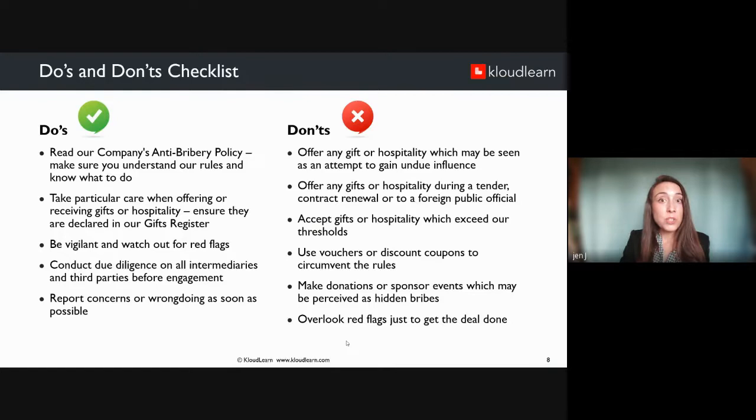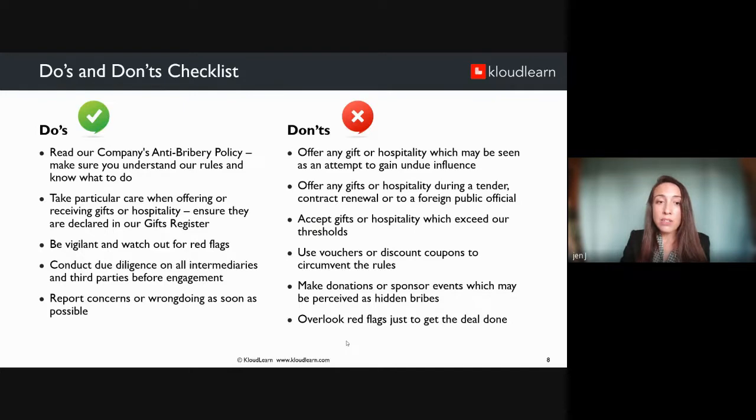Here's a do's and don'ts checklist. Let's look at the do's first. Do read our company's anti-bribery policy. Make sure you understand the rules and know what to do. Do take particular care when offering or receiving gifts or hospitality. Make sure they are declared in the company's gift register. Be vigilant and watch out for red flags.